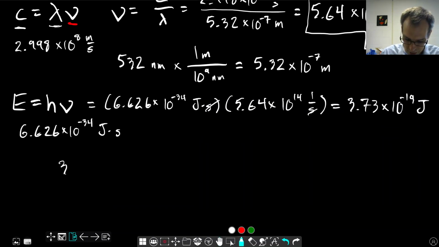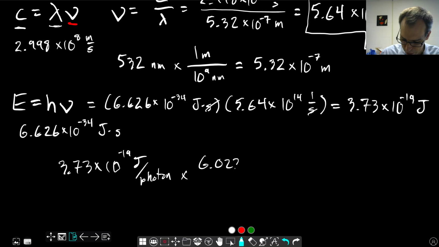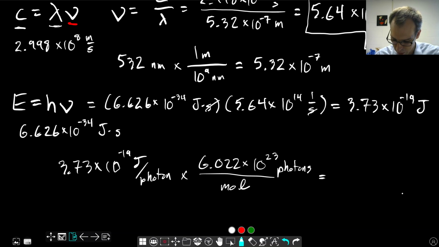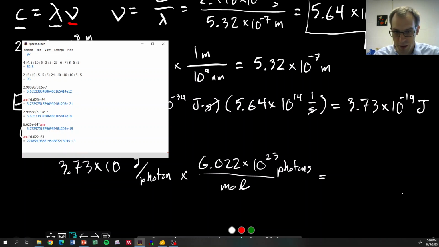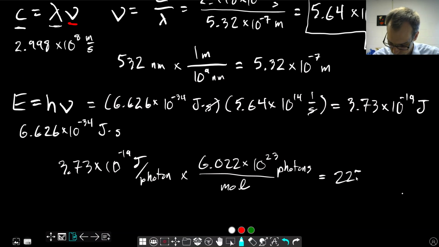So we would just take that 3.73 times 10 to the minus 19 joules. That's the energy per photon. So that's joules per photon. And we would just say, well, we have Avogadro's number, 6.022 times 10 to the 23 photons per mole. And so we can figure out how much energy would be in a whole mole of photons. So we take our previous answer, multiply by Avogadro's number, and we get 225,000 joules. Or we could say that's 225 kilojoules per mole of photons.